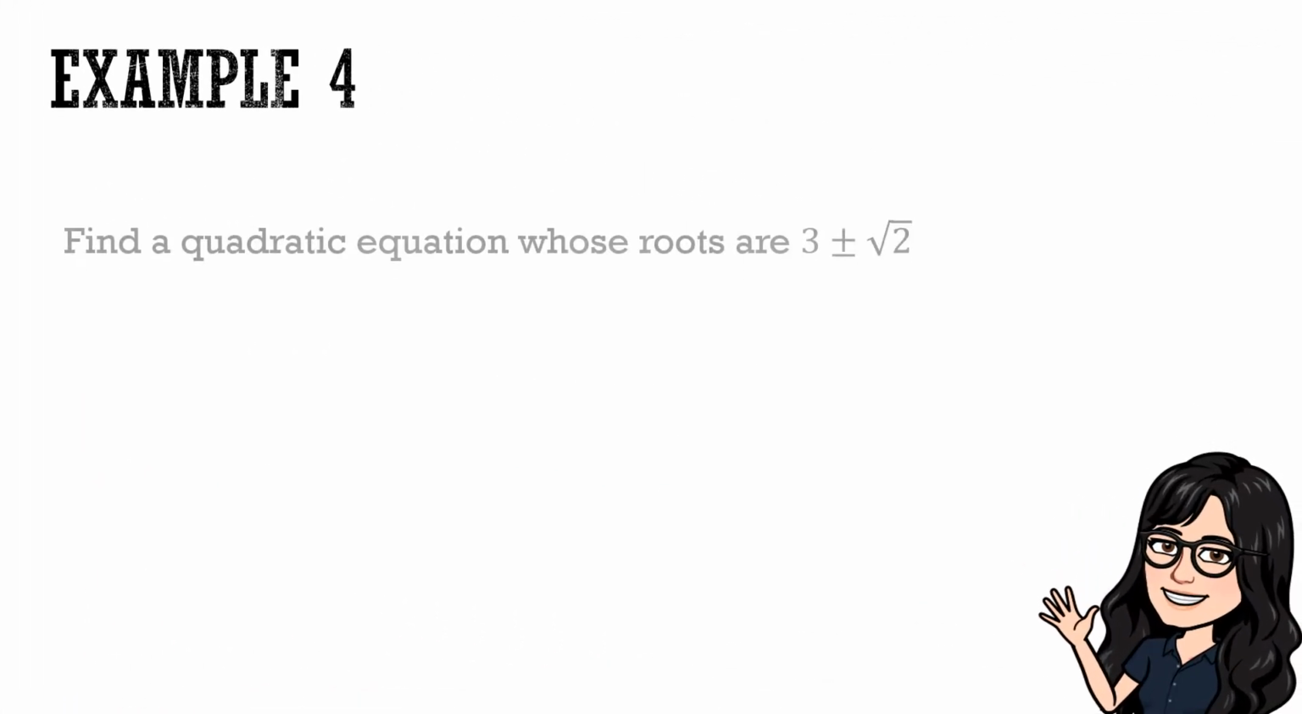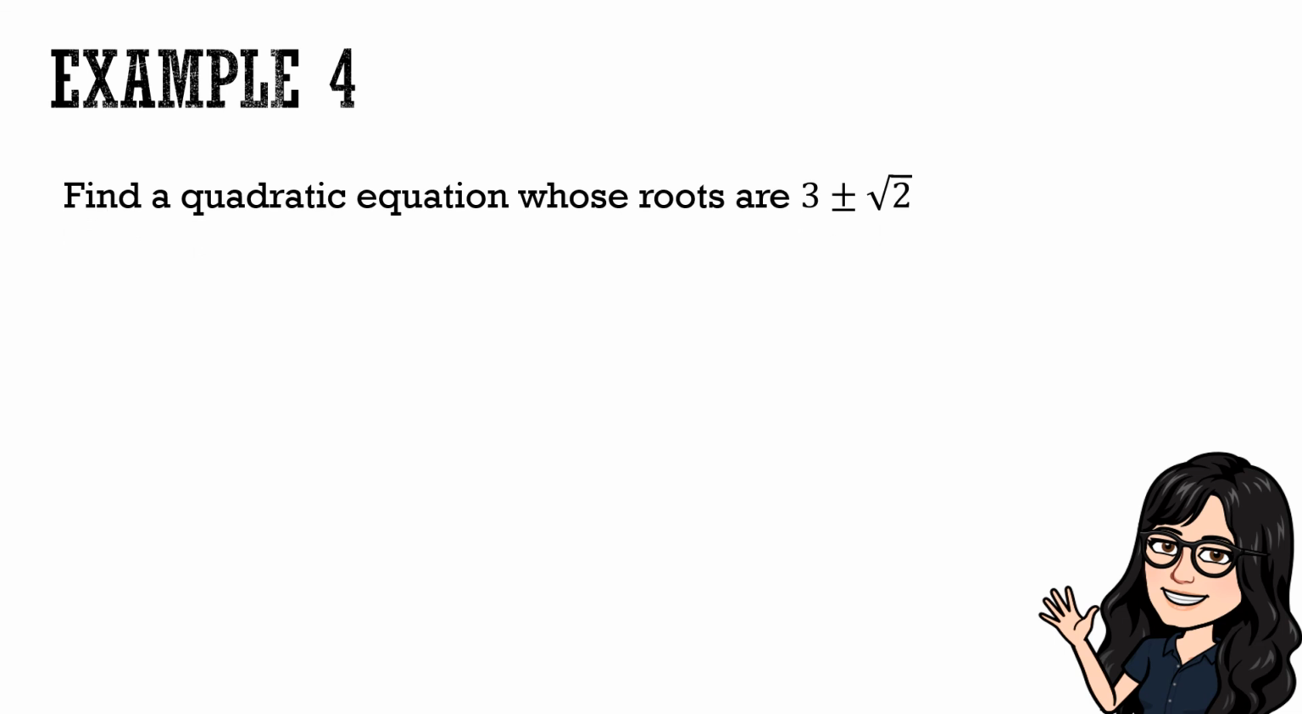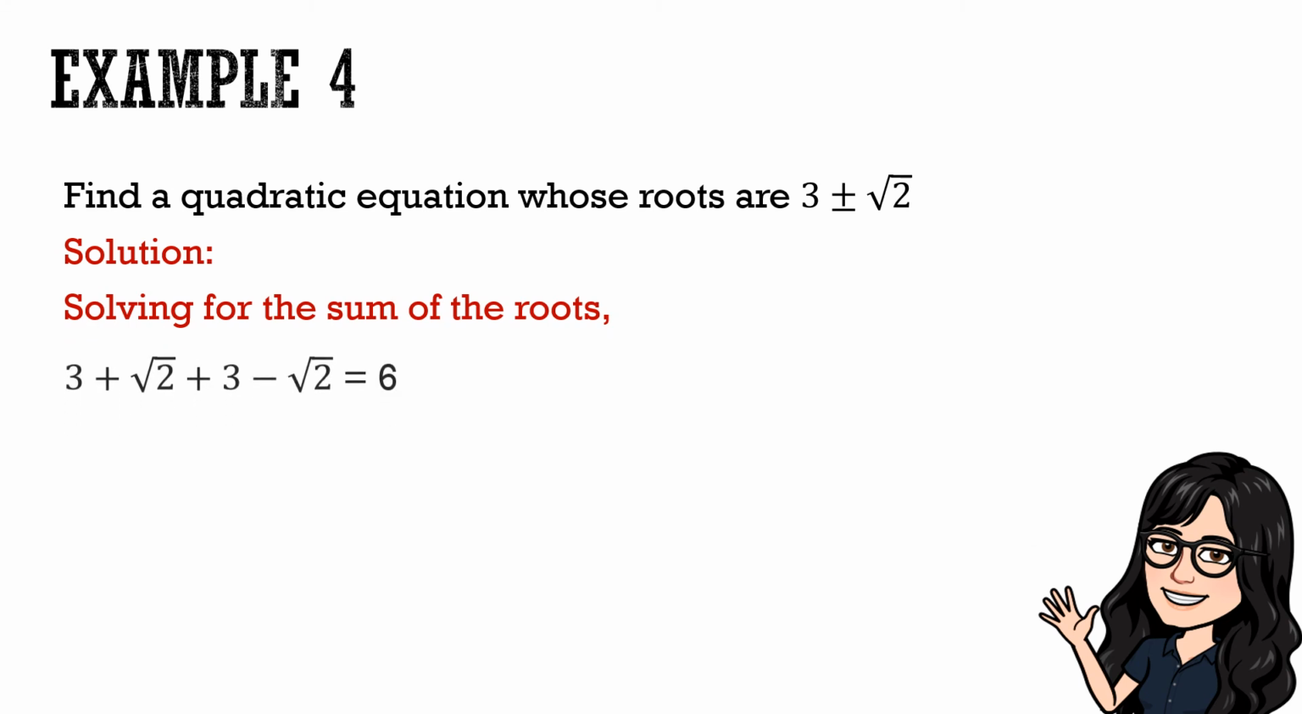Example number 4. Find a quadratic equation whose roots are 3 positive and negative square root of 2. In this case, remember that since we have a positive and negative, we have two values of x. Let's have the solution. Solving for the sum of the roots. 3 plus square root of 2 plus 3 minus square root of 2 equals 6. Just simply cancel out positive square root of 2 and negative square root of 2, and just simply add 3 plus 3. That's why we have 6.